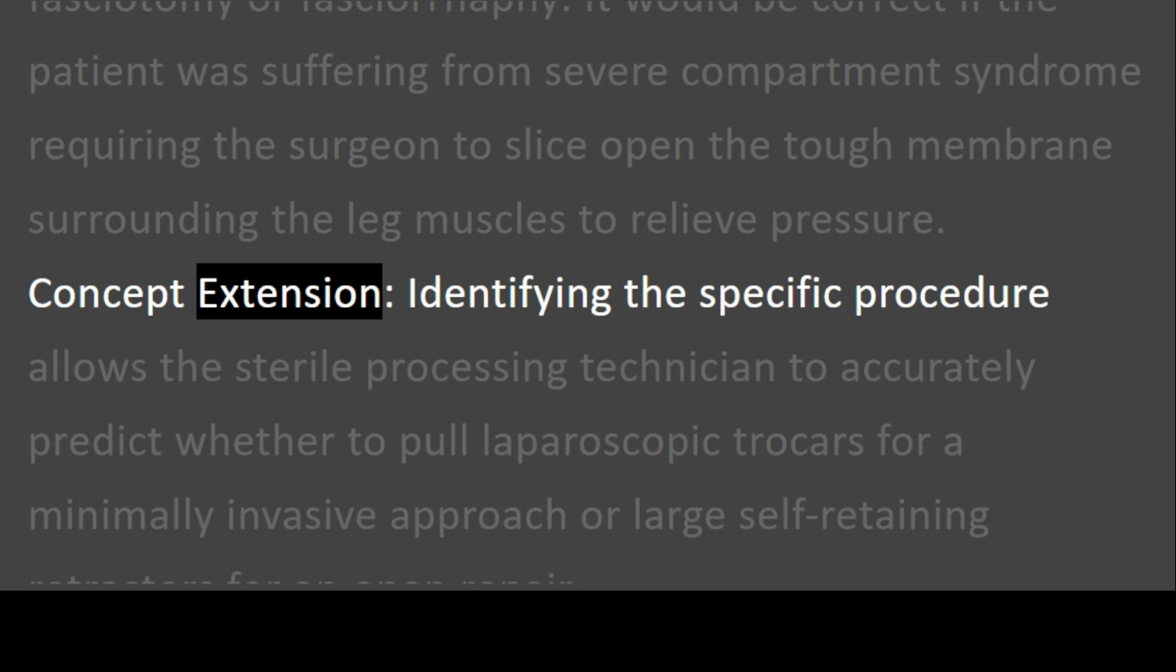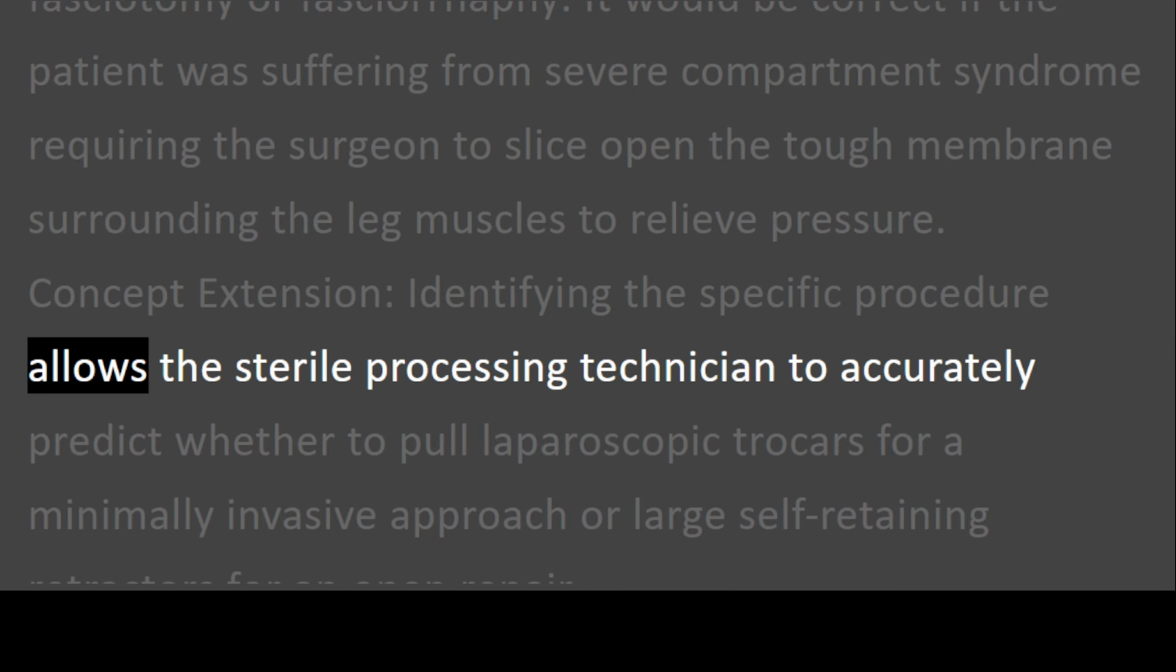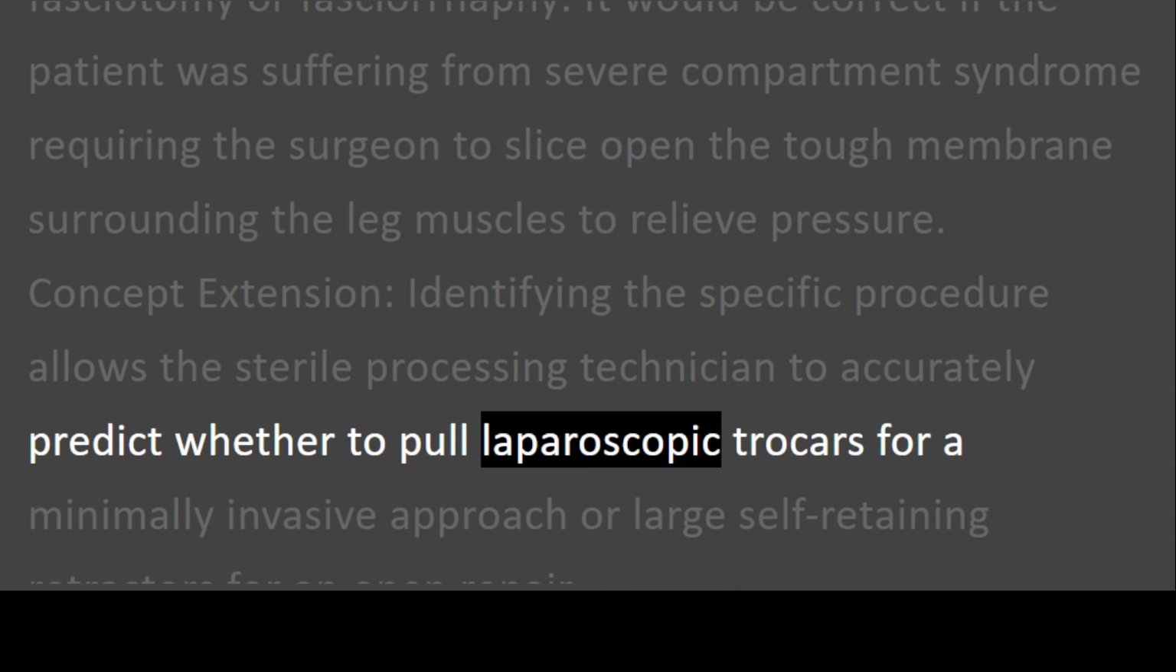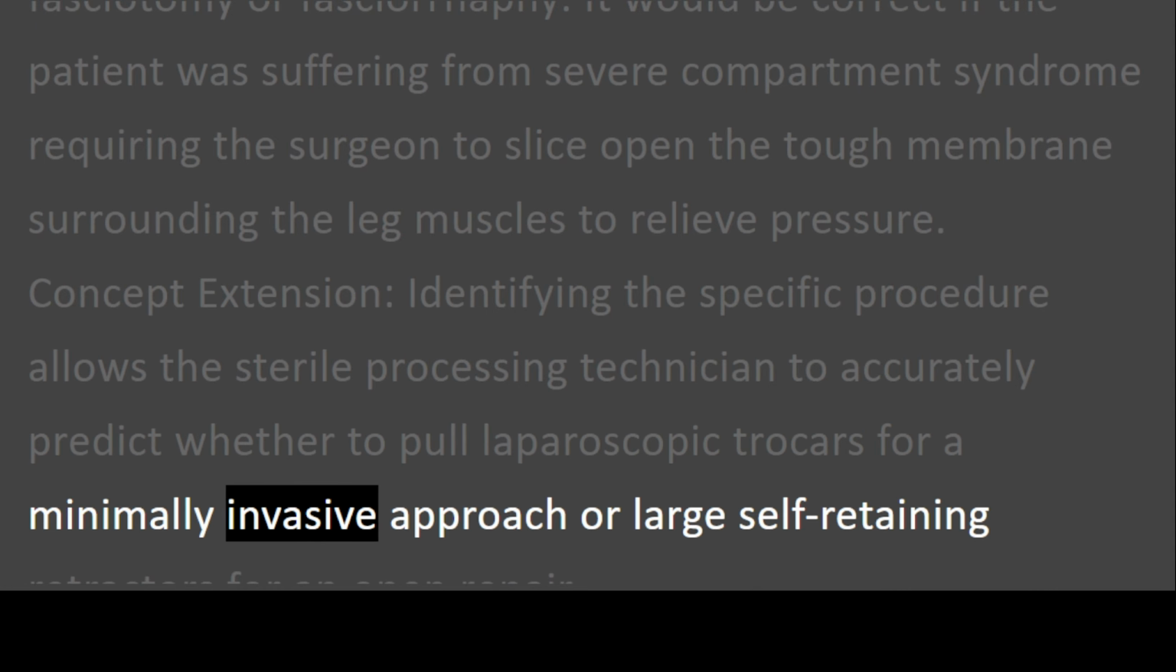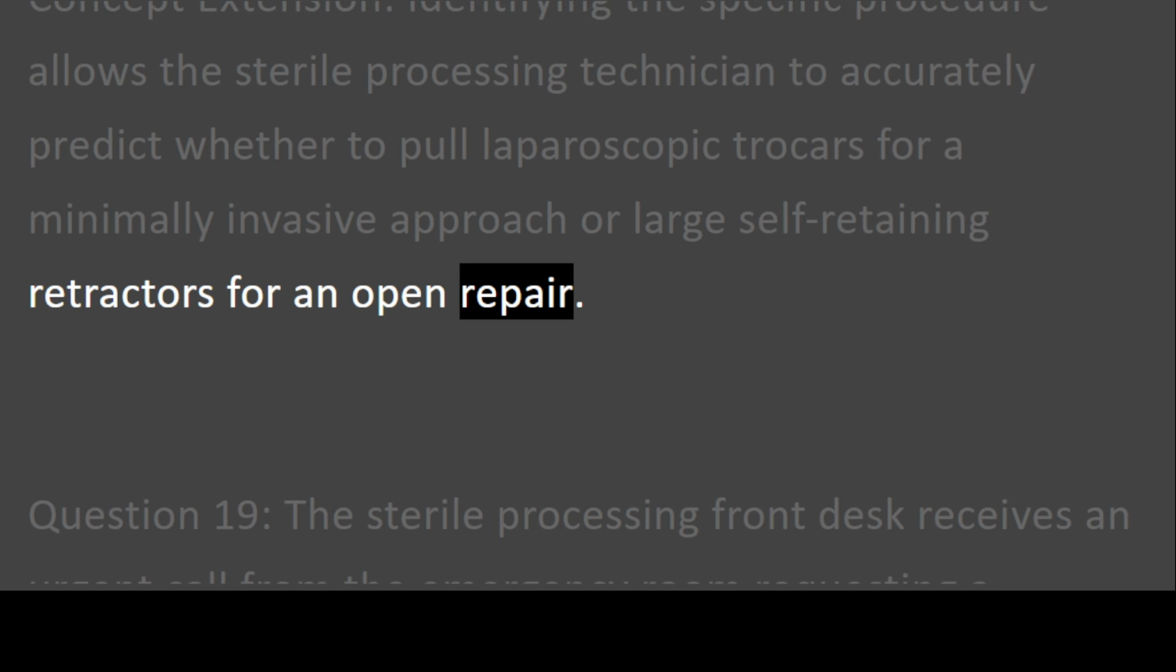Concept extension. Identifying the specific procedure allows the sterile processing technician to accurately predict whether to pull laparoscopic trocars for a minimally invasive approach or large self-retaining retractors for an open repair.